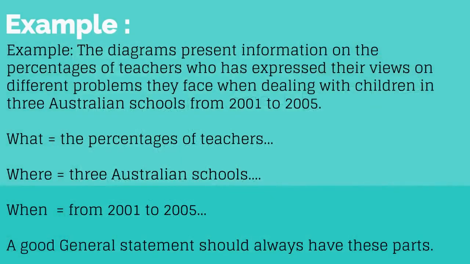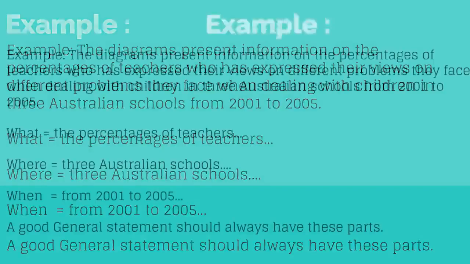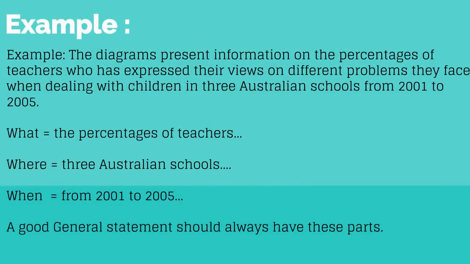Example: the diagrams present information on the percentages of teachers who have expressed their views on different problems they face when dealing with children in Australia, from 2001 to 2005. What equals the percentages of teachers. Where equals 3 Australian schools. When equals from 2001 to 2005. A good general statement should always have these parts.